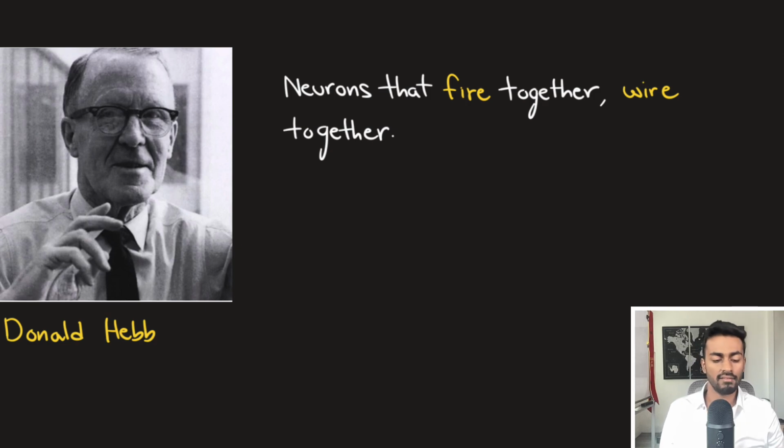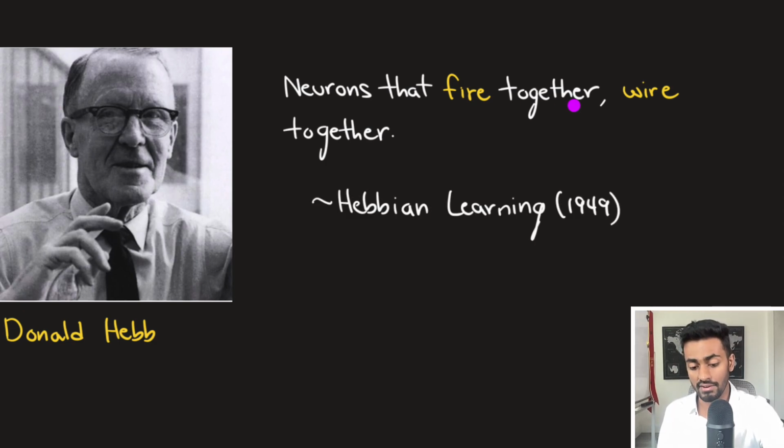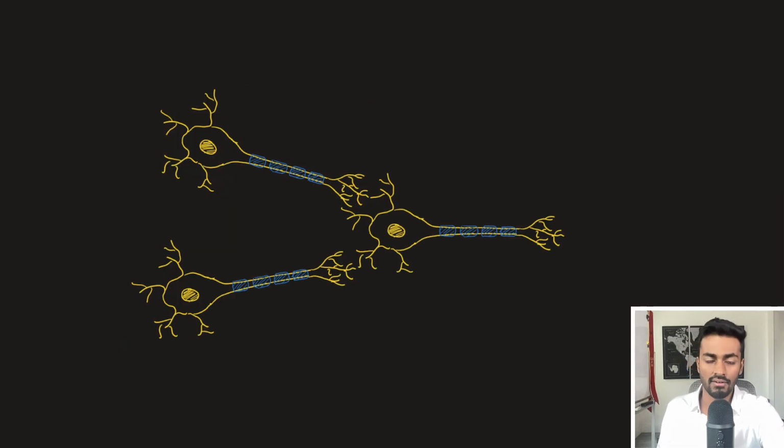Well, we have Donald Hebb, who is a psychologist who came onto the scene in the 1940s, who stated that neurons that fire together wire together. And this is kind of the summarization of Hebbian learning that he proposed. Now, I'm going to describe a very simplified representation of what this looks like in action.